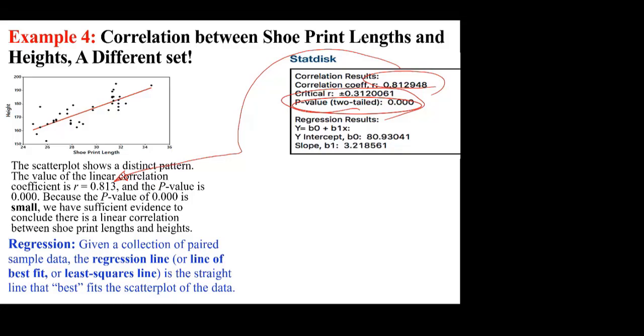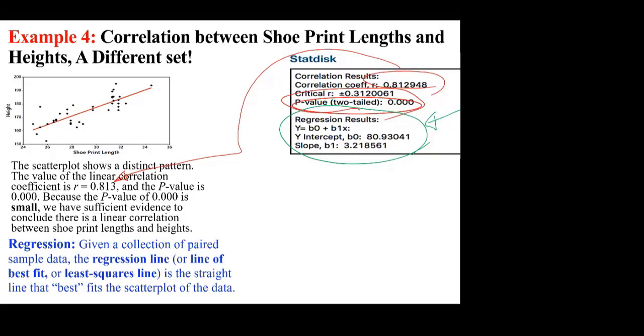And what is a regression? Given a collection of paired sample data, the regression line or line of best fit or least squares line is the straight line that best fits the scatter plot of the data. In other words, is there a way to calculate that line, assuming the line in red, when you go back to the plot, is the line of interest? Yes, the process is called the regression, and in fact, it is given again with the technology. Now, there is a process, we go over that, and you'll see it can be done by hand. Needless to say, it takes forever, but it can be done by hand.